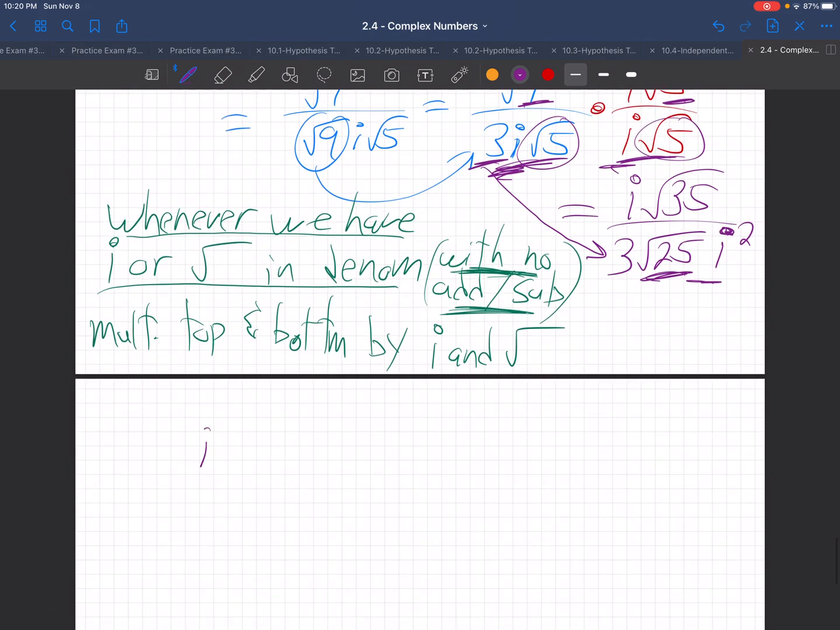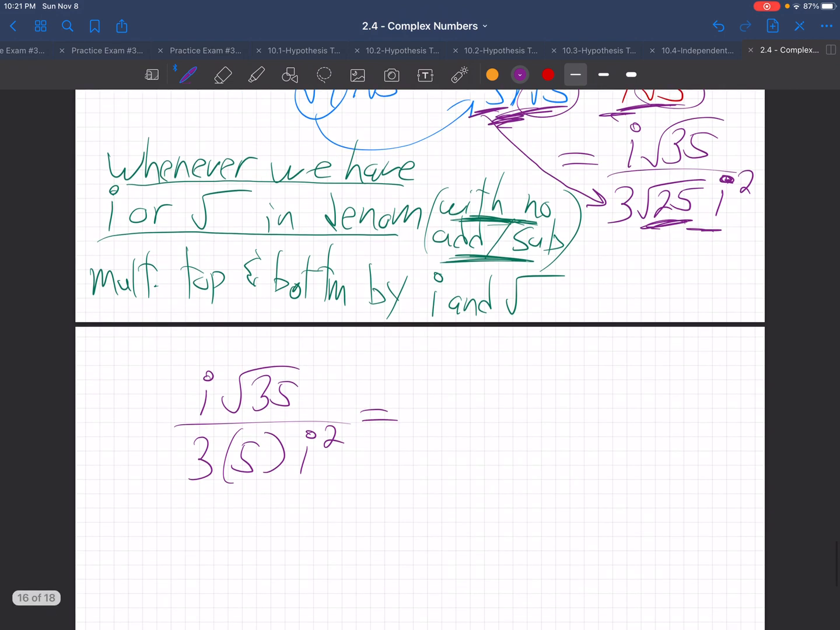So let me bring it down here. i square root 35 over 3, and then what's the square root of 25? 5. i squared. You with me? All right, I just made that square root of 25 into 5. I just did the square root of 25, which is 5. So where does that leave us? i square root of 35.